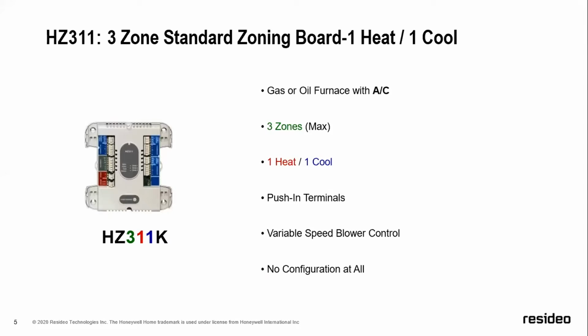I want you to see that we actually implemented some logic into our numbers. So the first number after the Z indicates the number of zones that are available to you. And the second number in red indicates the stages of heating. And the third number in blue indicates that it's got a single stage of cooling.